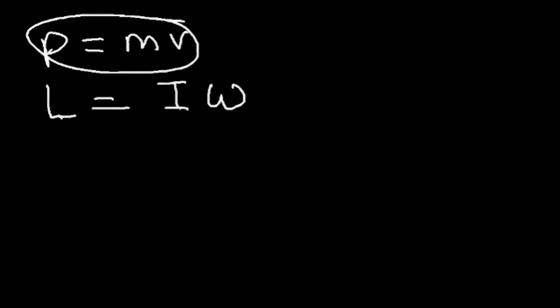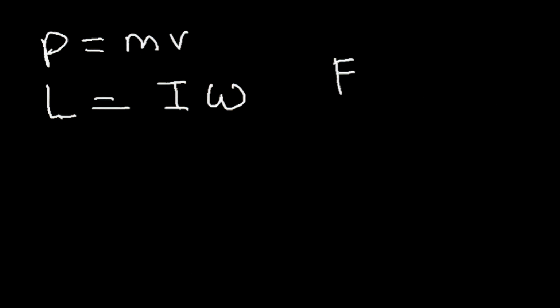So momentum is conserved whenever you have a collision and if there's no external forces acting on a system. If you have an isolated system, momentum will be conserved. Angular momentum is conserved if there's no external torques acting on the system. So in both cases, for the linear momentum and the angular momentum to be conserved, you have to have an isolated system where there's no external forces or torques acting on it.